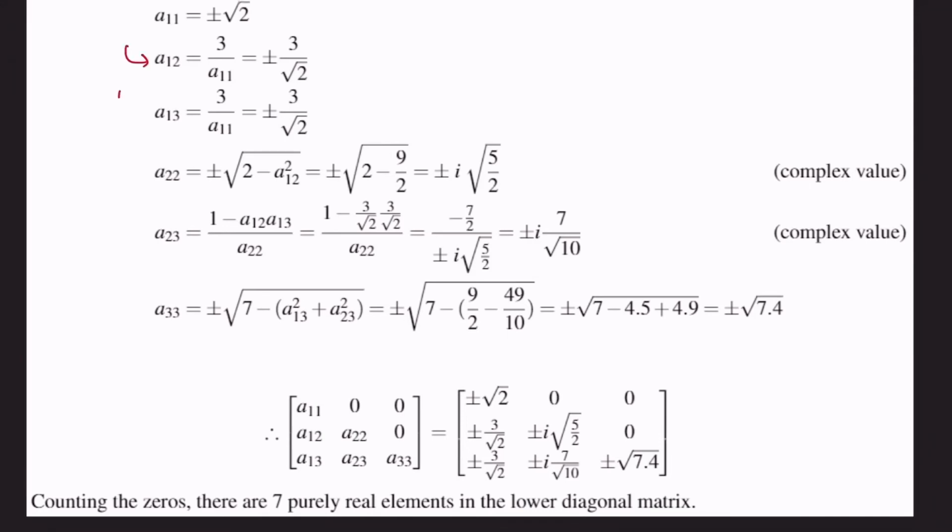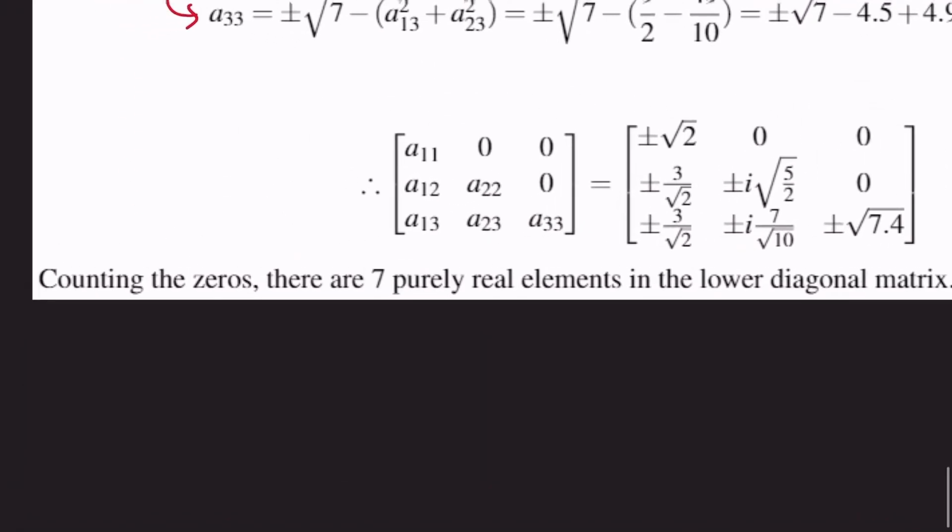We then substitute the value of a11 into these 2 equations to get a12 and a13. We substitute the value of a12 here to get a22, and so on and so forth, where we keep substituting values that we found before to get the next values. You would find that the lower triangular representation of the matrix corresponds to the following matrix here.